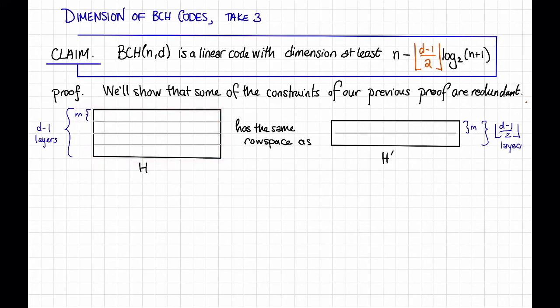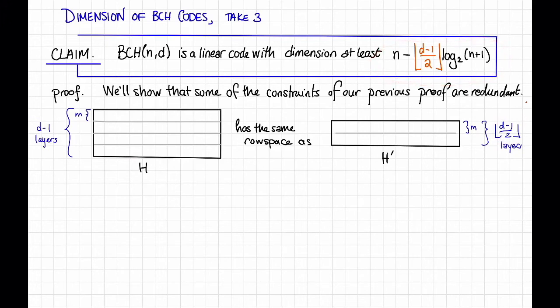So we're going to show that we can throw away half of these layers and still keep the same row space. Since these two matrices have the same row space, they are parity check matrices for the same code. So that means we can do the same argument that we did before: the dimension of the code is at least n, the number of variables, minus the number of constraints, and the number of constraints is now going to be (d-1)/2 times m, and that's going to give us this answer.